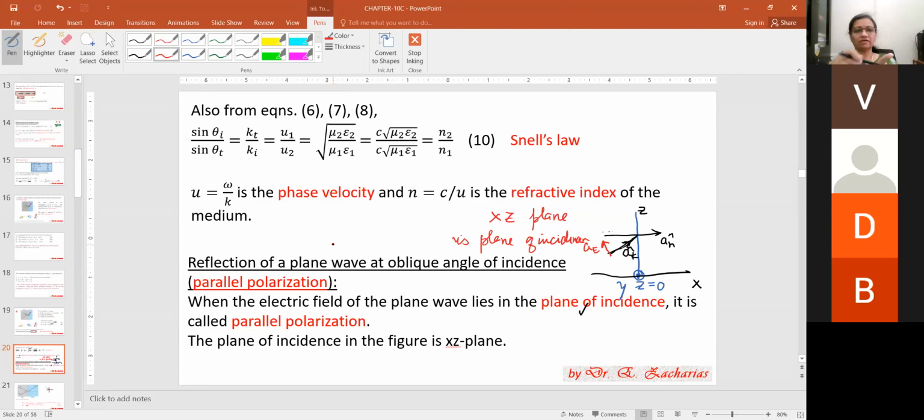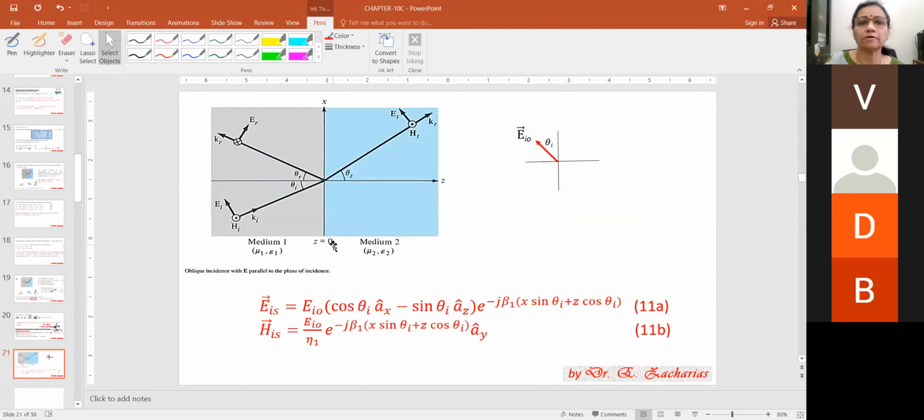If, on the other hand, this is the plane of incidence, and the AE vector is like this, it means it is along the y-axis. Are you getting that? If it is along the y-axis, either plus or minus, that means the electric field is perpendicular to the plane of incidence, and that is called perpendicular polarization. If you understand this concept, everything is clear. Yes, did you understand this? Yes, ma'am. Okay, now let us go ahead.